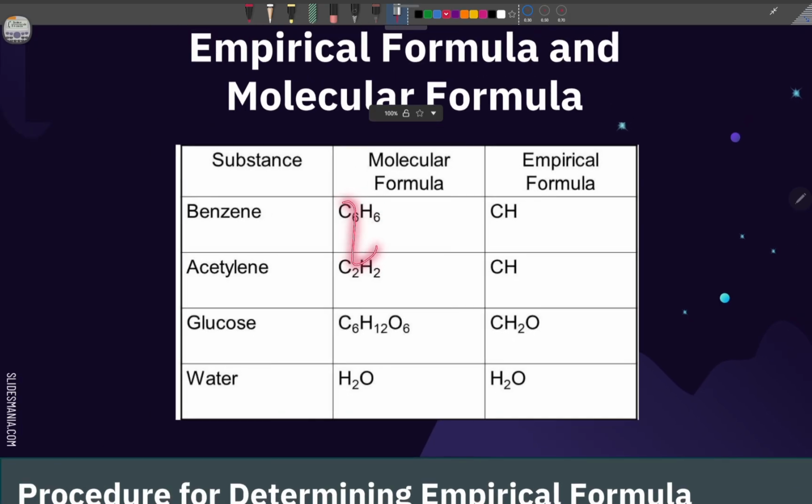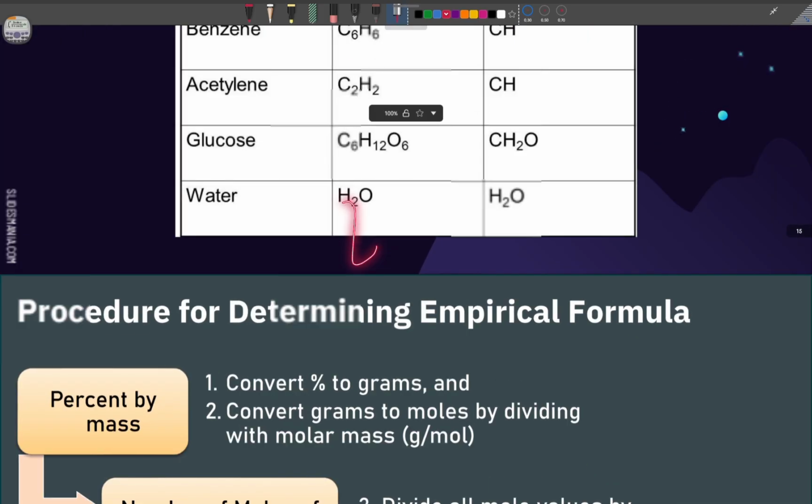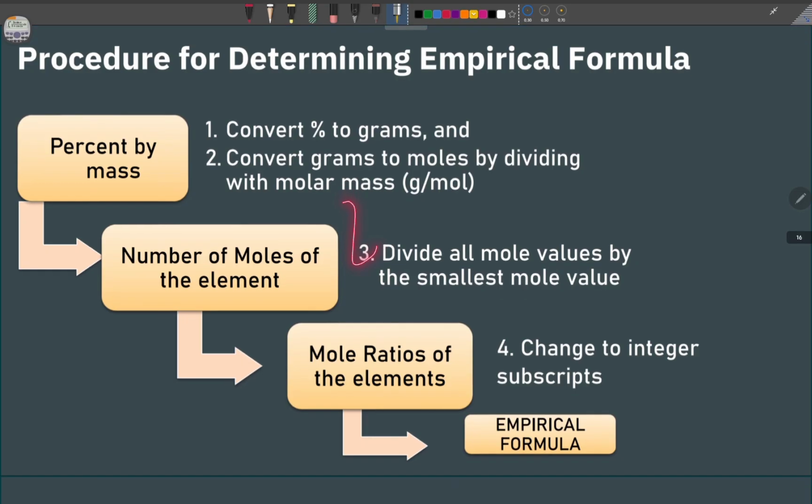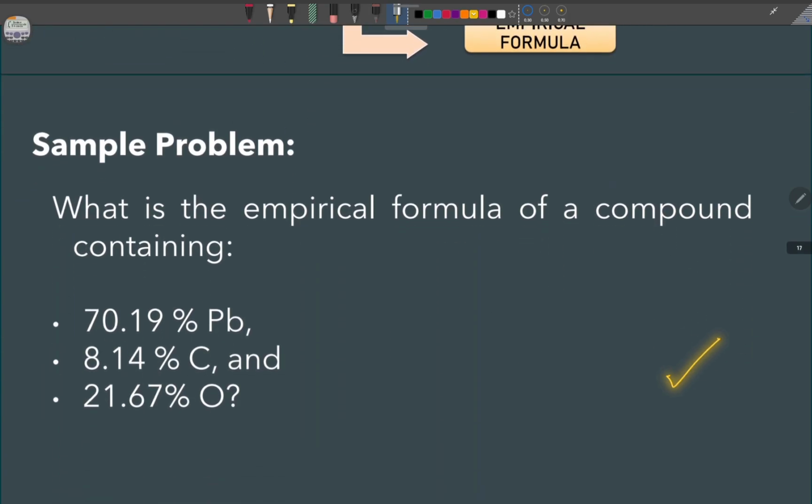Okay, so we'll start with finding the empirical formula. For empirical formula, the given will be percent. First, convert the percent to grams, and then convert the grams to moles. After that, divide all the moles by the smallest mole value. Then change the integers to the subscripts. Okay, let's try this.